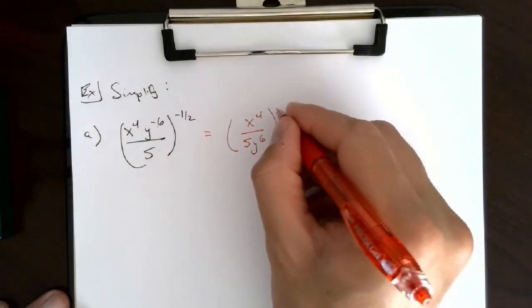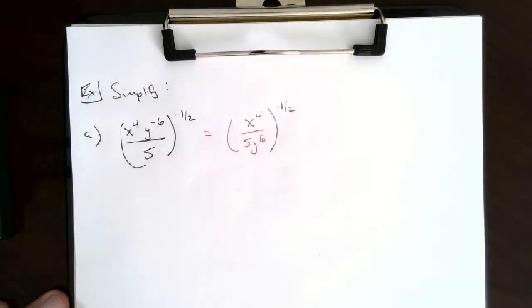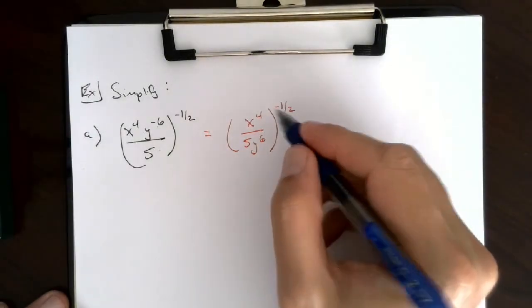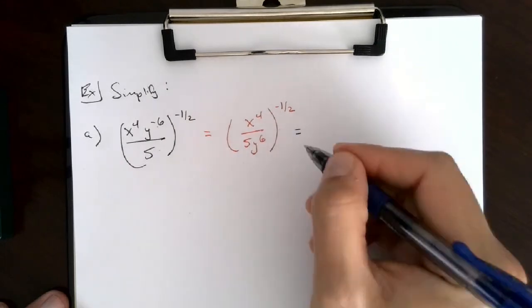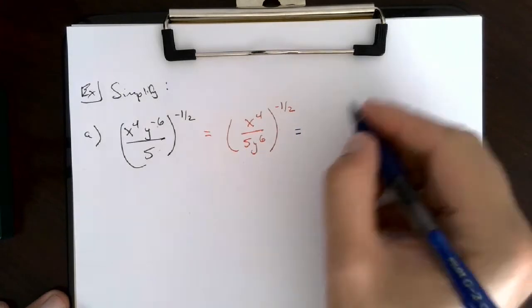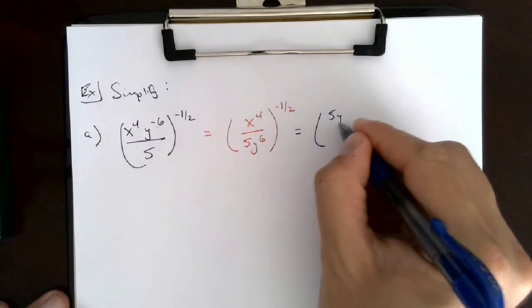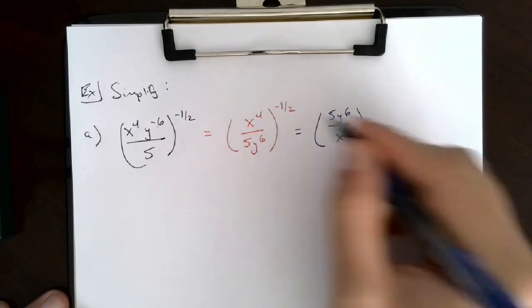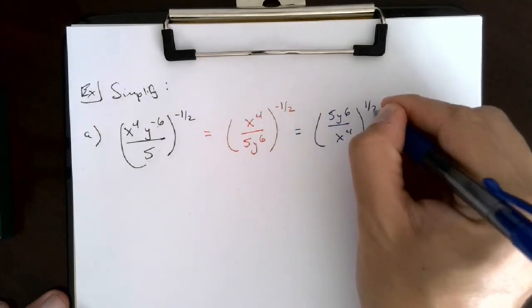On the outside, this is still to the negative 1/2 power. Don't lose that. And then once you have that, when you have a negative exponent on a fraction, our rules tell us that you can take the reciprocal of the inside and then make the exponent positive. In other words, I have 5y to the 6th. You flip the inside over x to the fourth, and then the exponent that was negative now becomes positive, so the positive 1/2.